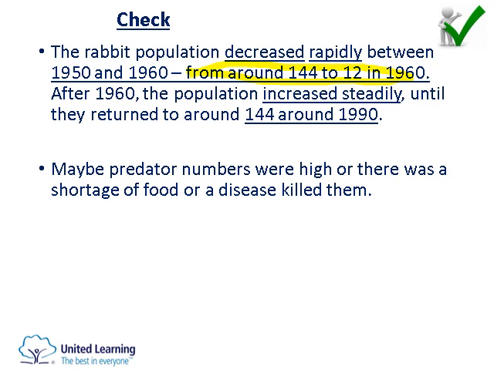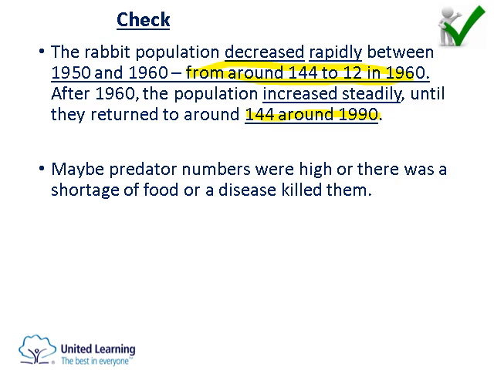After 1960, the population started to increase steadily. It didn't go up as steeply as the decrease that we talked about earlier, but they returned to around 144. So I've said what I see using specific figures from the axes.